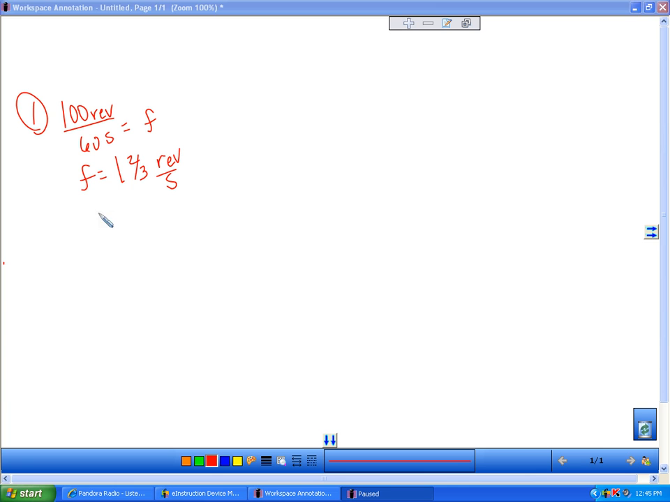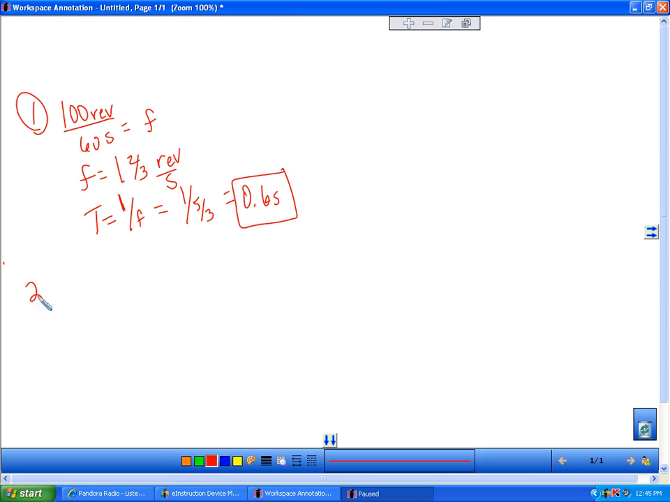Okay, so I got the frequency to be 1 2/3 revolutions per second. Now I need the period. The period is the inverse of the frequency. So 1 2/3 is what? 5/3? 1 over 5/3 is going to give me 0.6, and it'll be in seconds. So there's number 1. Not too tough.